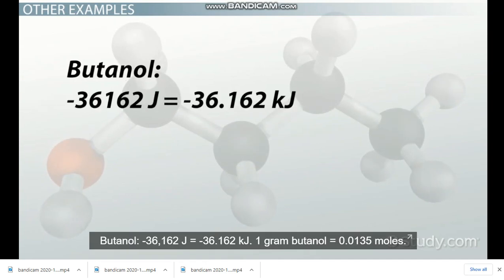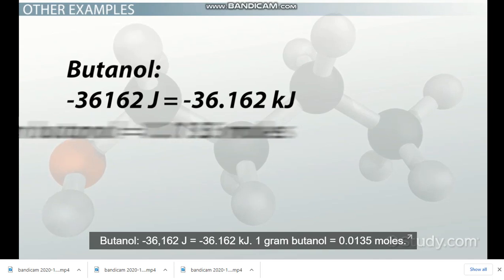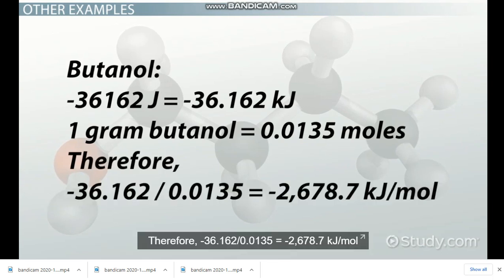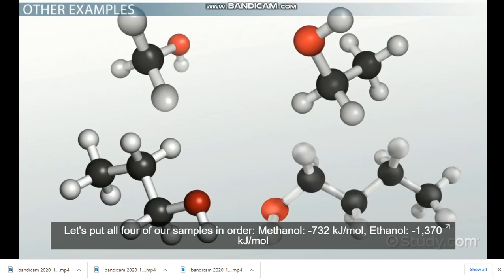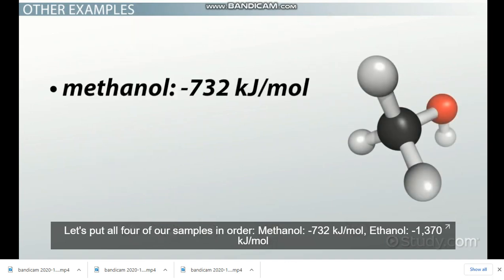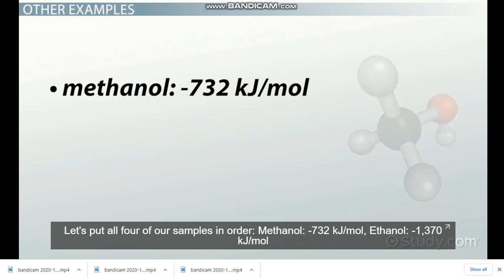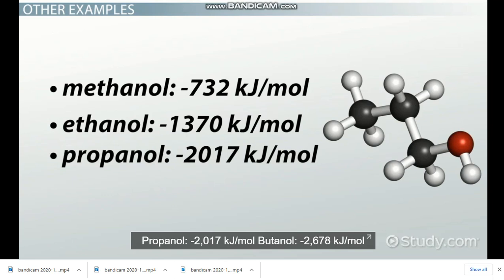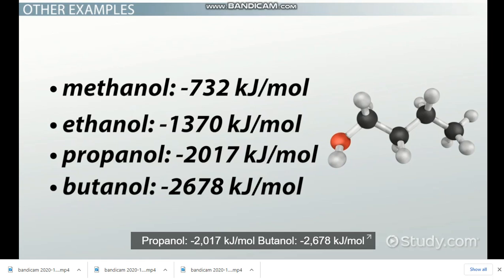Butanol, negative 36,162 joules equals negative 36.162 kilojoules. 1 gram of butanol equals 0.0135 moles. Therefore, negative 36.162 divided by 0.0135 equals negative 2,678.7 kilojoules per mole. Let's put all 4 of our samples in order. Methanol, negative 732 kilojoules per mole. Ethanol, negative 1,370 kilojoules per mole. Propanol, negative 2,017 kilojoules per mole. Butanol, negative 2,678 kilojoules per mole.